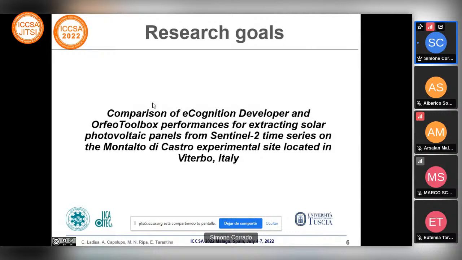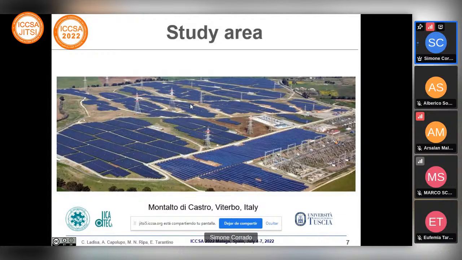The study area. Why did I choose this study area? The pilot site is located in Montalto di Castro, 42 kilometers from Viterbo, in the northern part of the Lazio region, central Italy. Such a rectangular area covers a surface of about 6 square kilometers, characterized by a predominantly flat morphology. It was chosen due to the presence of the largest photovoltaic plant system in Europe up to 2011.